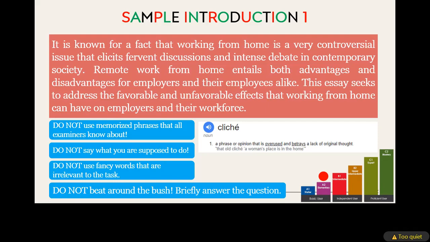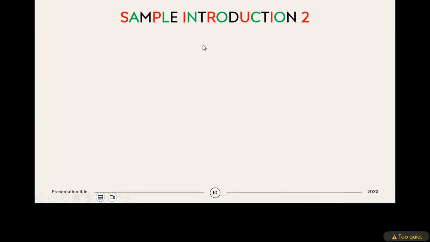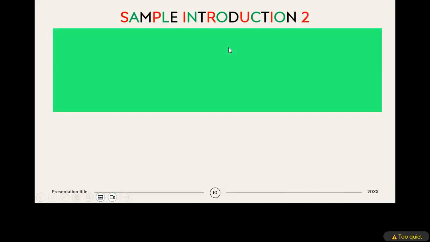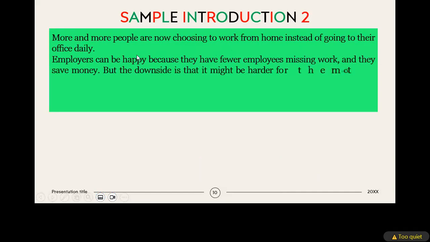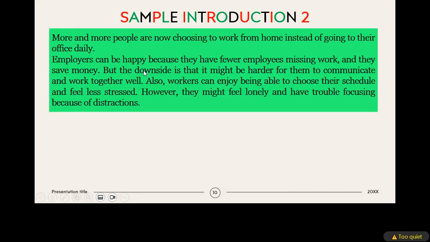Okay. Now, anyways, the sample introduction number 2. Here we have another introduction. It's very simple, guys. Very simple words. Look at this one: More and more people are now choosing to work from home instead of going to their office daily. It's very simple, but this is a paraphrase of the writing prompt.